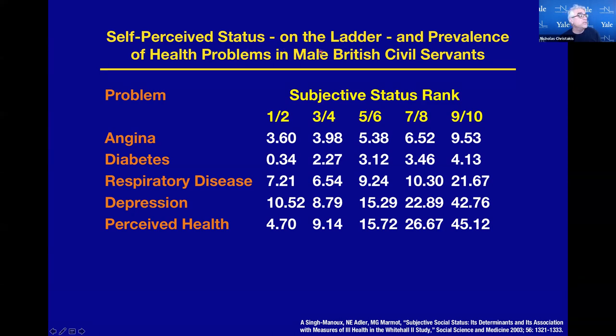For example, as Marmot did in male British civil servants. They're all men. They all have secure jobs. They work for the British Civil Service. They're all in Britain, one of the richest countries in the world. They all have access to the National Health Service. They have terrific health care. And now we say to them, what's your subjective status rank? And they rank themselves. And now we check and see what health problems they have. And lo and behold, we found that the average health status of people, I'm sorry, is this the percentage?